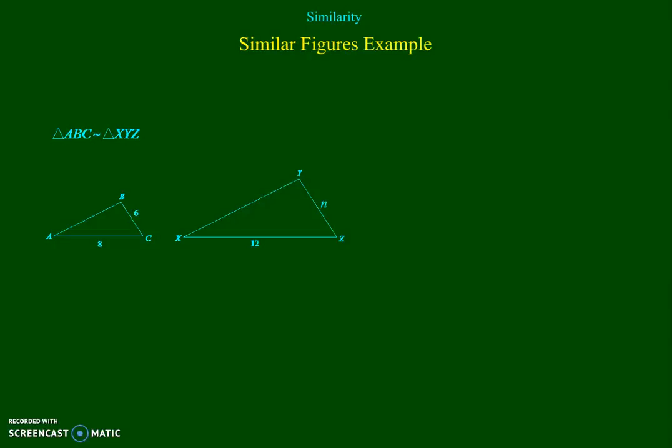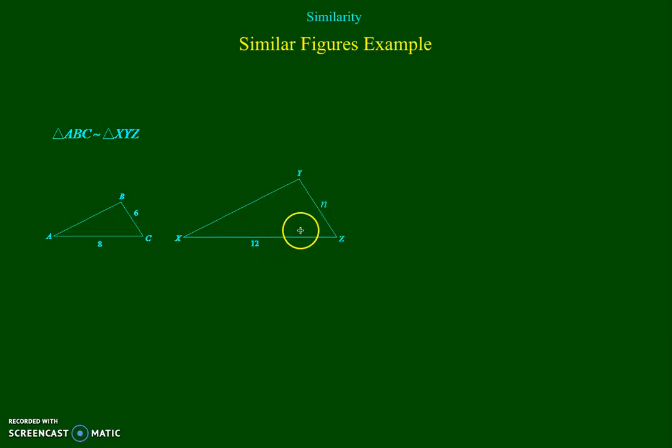This is part 2 of the series Similarity, and here we have a specific example. We're looking for the value of n, the side length YZ. We were given a similarity statement: ABC is similar to XYZ, and so we know that AC corresponds to XZ, BC corresponds to YZ. So let's go ahead and set up our proportion to solve this.